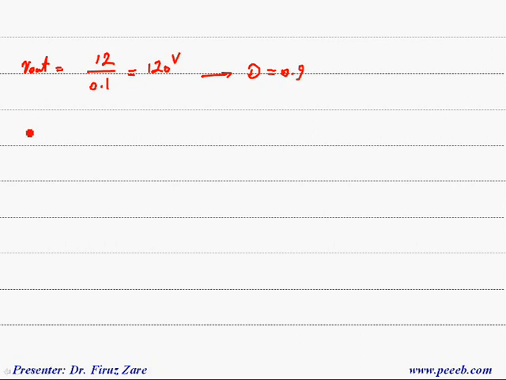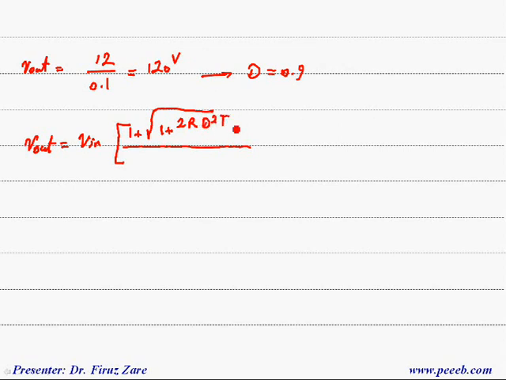But for the other one, the output voltage according to the lecture note is V in times (1 plus root of (1 plus 2 R d square T_sw divided by L)) divided by 2.